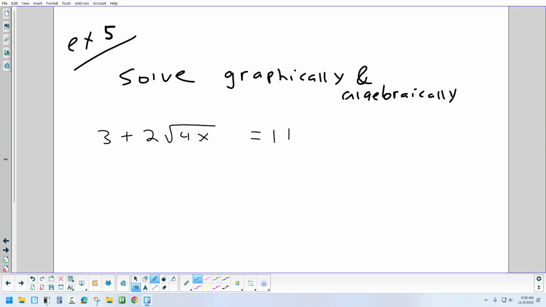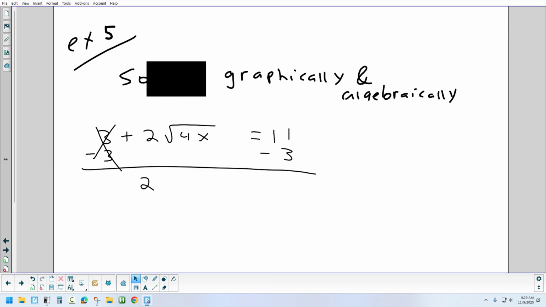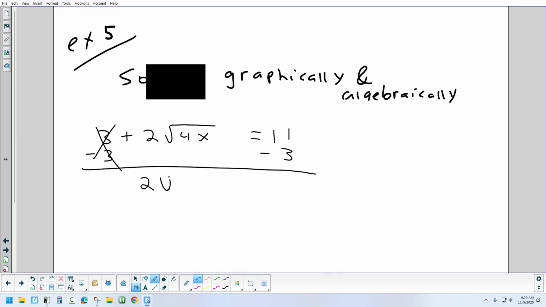What would I have to do first to isolate this radical? Subtract 3. Right. If you get stuck on it, just pretend like you don't even see the radical. Think of it as a black box, and think of what you have to do to get that black box by itself. So minus the 3. That's gone. Now you have 2 times your radical. And 11 minus 3 gives me 8.